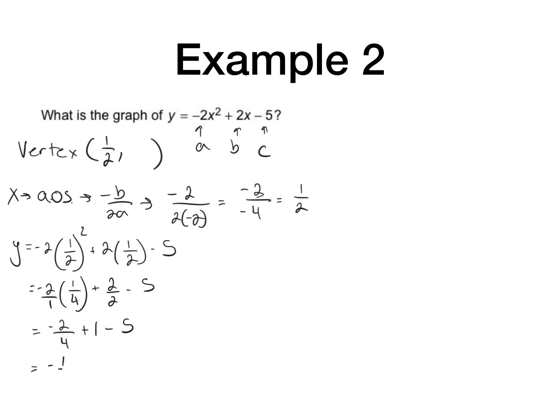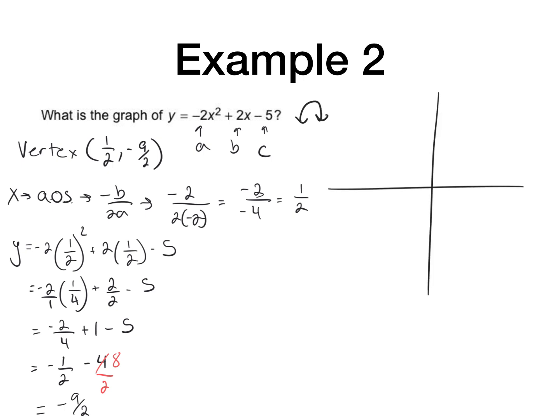I can combine this to get -1/2 minus 4. Now, since I need to be able to add these two fractions, or in this case, add the two negatives, this will become 8 over 2. And then the y value would be -9 over 2. So we have -9 over 2. Now, keep in mind, this is a negative parabola, so it's going to look downwards. Let's see if we did our math correctly so we can try it out.